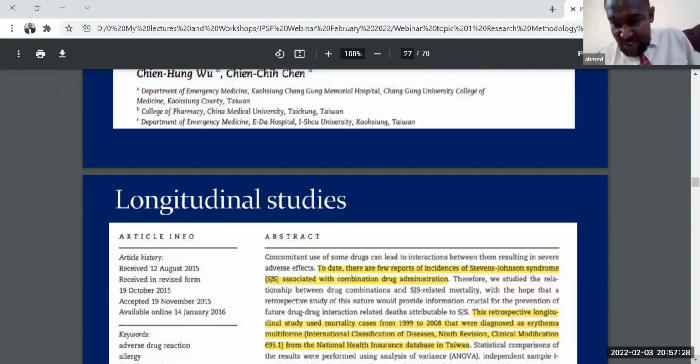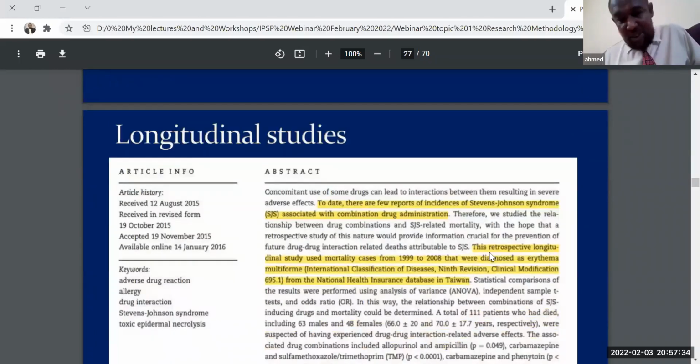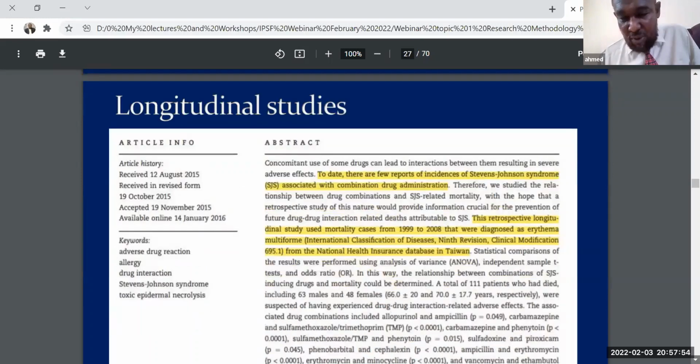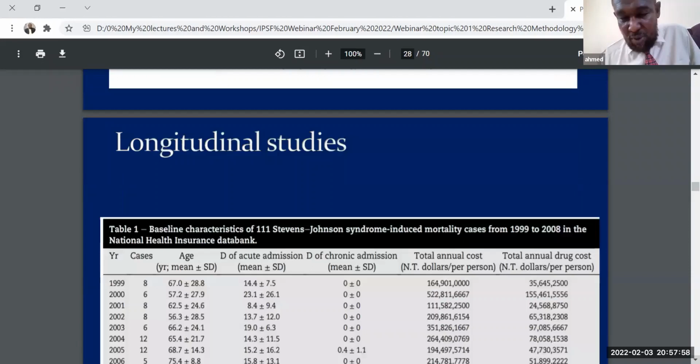Here, they say this is a retrospective longitudinal study. So again, we come to talking about the type of data collected, which can be retrospective or prospective. Now this one is longitudinal and retrospective. We can also see longitudinal studies where the data is collected prospectively. Actually, if we comment on everything, we need a long time, but on every slide I will comment on something.